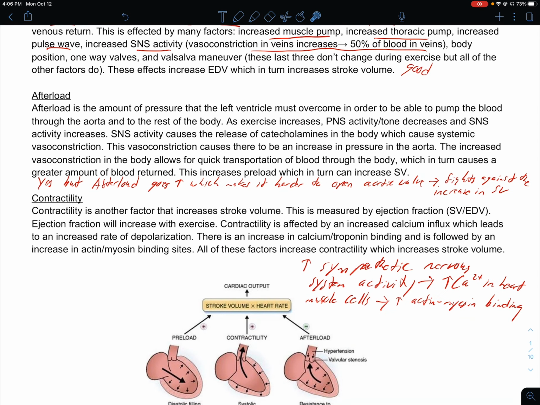Okay, for afterload, you explained it nicely. The one thing you didn't really completely close the loop on was this thing I wrote in here at the bottom. So yes, everything you said is true, but what does afterload actually do during exercise? It goes up, right? Because blood pressure goes up. And then what does that specifically mean for stroke volume? Well, it makes it harder to open up the aortic valve during exercise, right? And so then that fights against the increase in stroke volume that we need to see. So this one is kind of fighting against us during exercise a little bit.